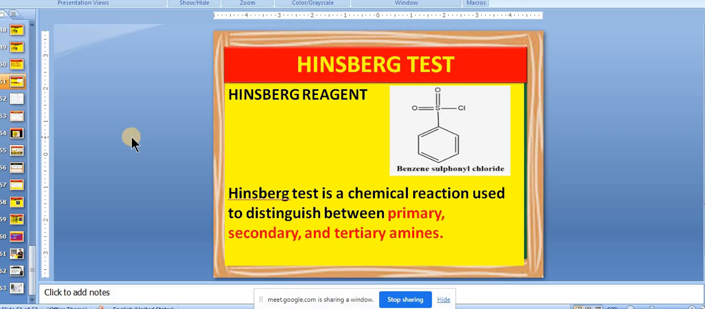Right. So here, what is the valency of sulfur? Can anyone please write? What is the valency of sulfur over here? Oxidation state, we can say. Oxidation state of sulfur in benzene sulfonyl chloride. What is the oxidation state of sulfur in benzene sulfonyl chloride? It is +6. Okay, +6.